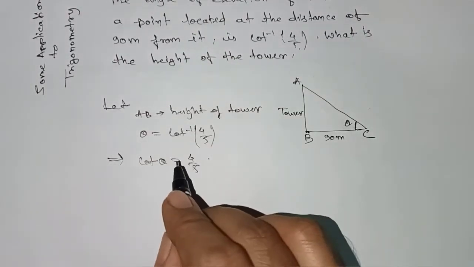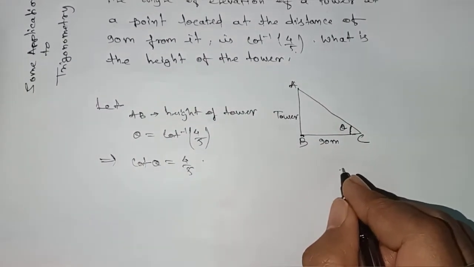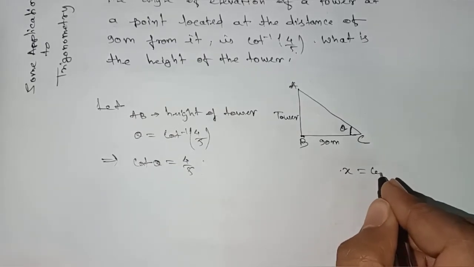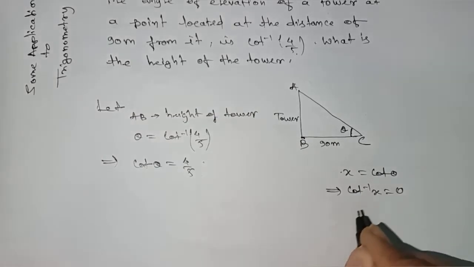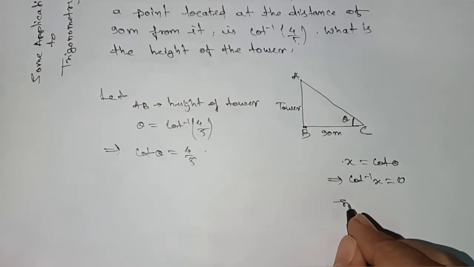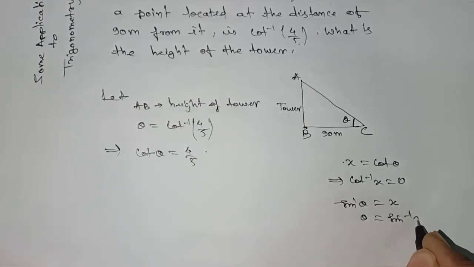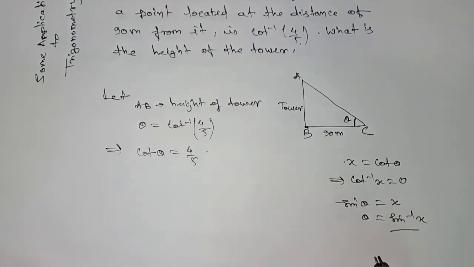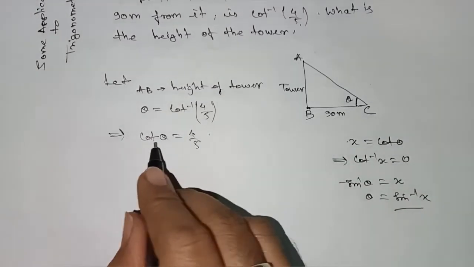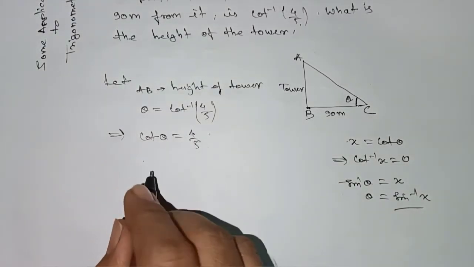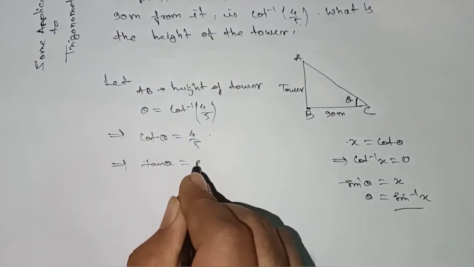So what are you doing here? Okay, let's see a little bit about this one. If you have x equals cot theta, then this can be written as cot inverse x equals theta. Not only cot. If you take sine theta equals x, then you can write theta equals sine inverse x. It is valid for each trigonometric ratio. Now, you have cot theta equals 4 by 5. That means here, you can write tan theta equals 5 by 4.